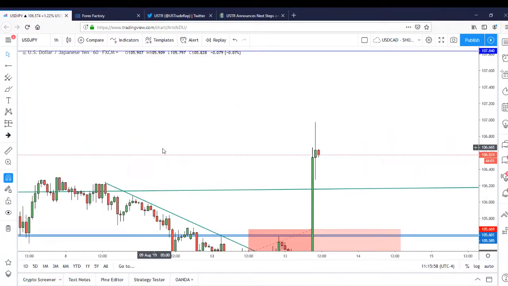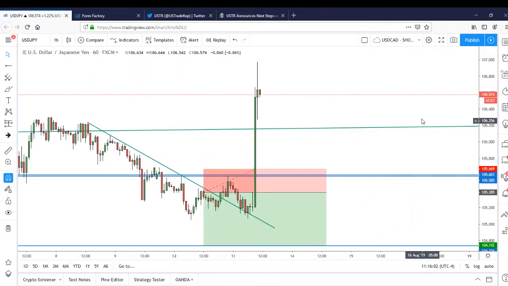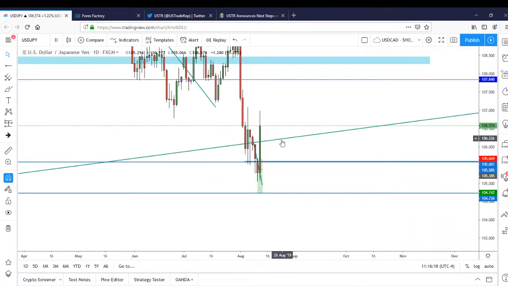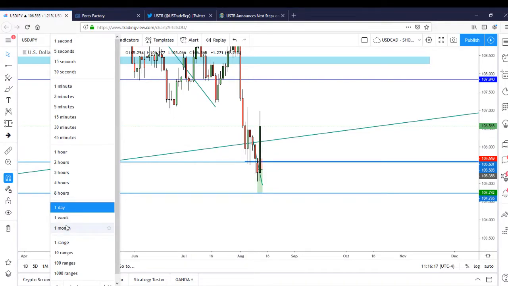But for USD yen, this could actually be pretty good. I did speak of us breaking 106.200. If we did get a break of that level, we could see some potential reversal for USD yen, especially since we've closed back in within this trend line on the monthly time frame.